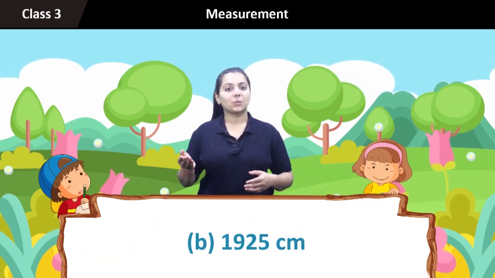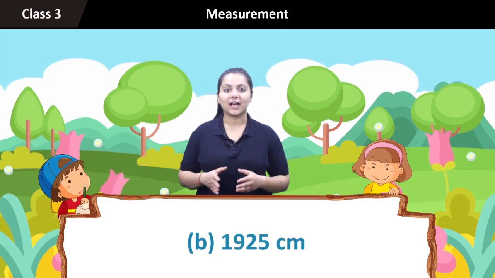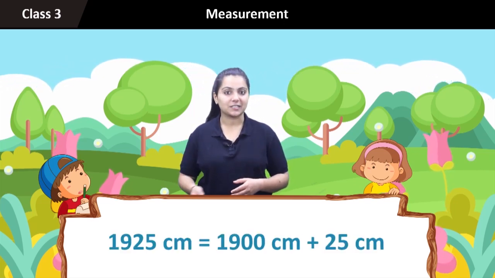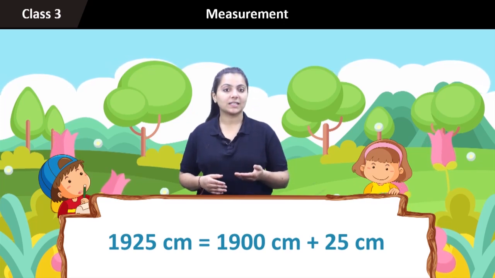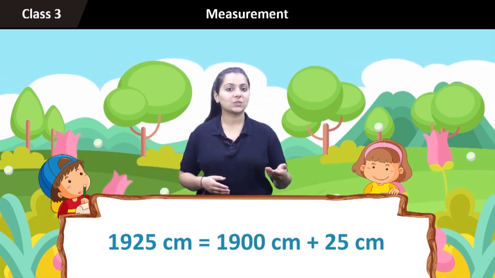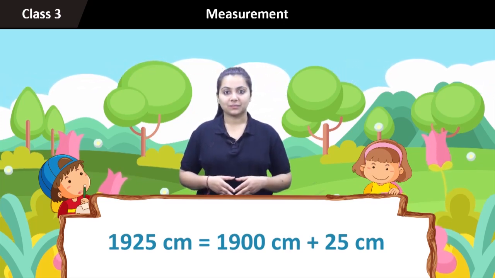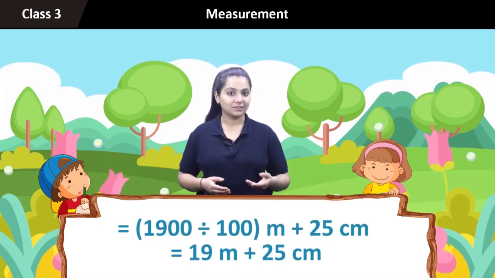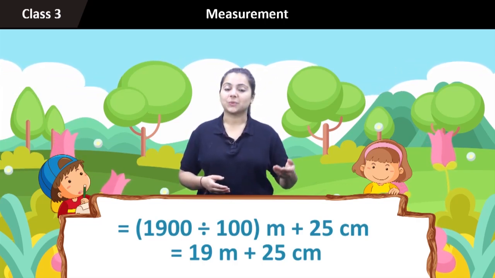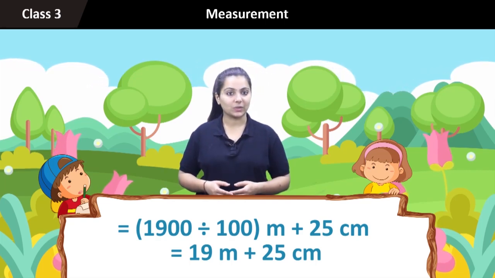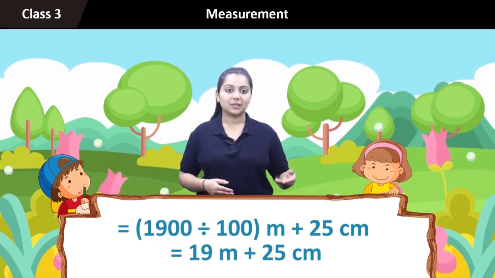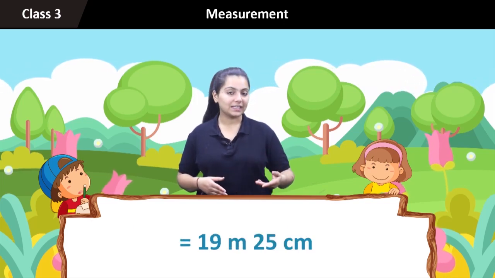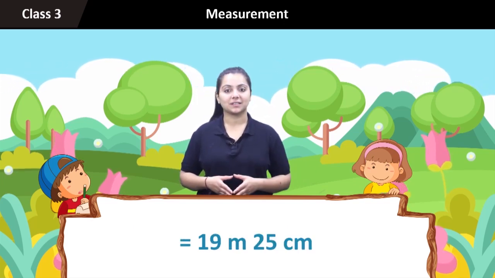B. 1925 centimeter. 1925 centimeter is equal to 1900 centimeter plus 25 centimeter. 1900 divided by 100 meter plus 25 centimeter, that is equal to 19 meter plus 25 centimeter, that is equal to 19 meter 25 centimeter.